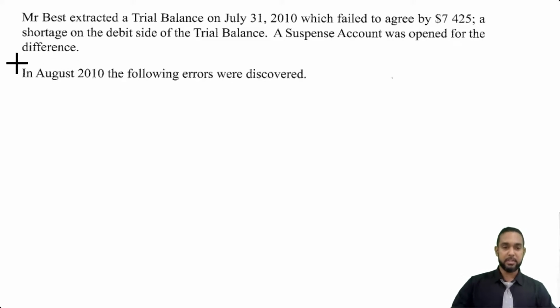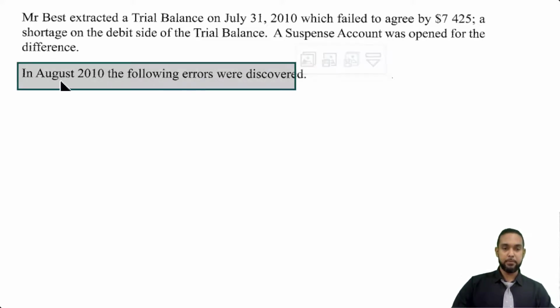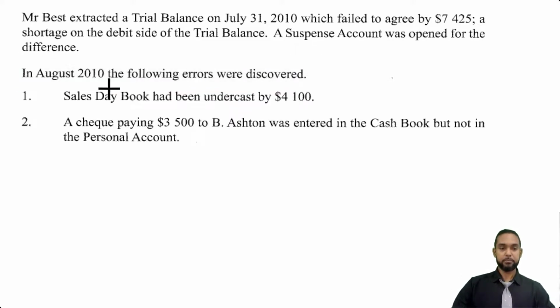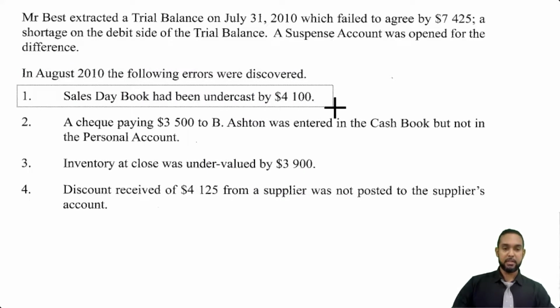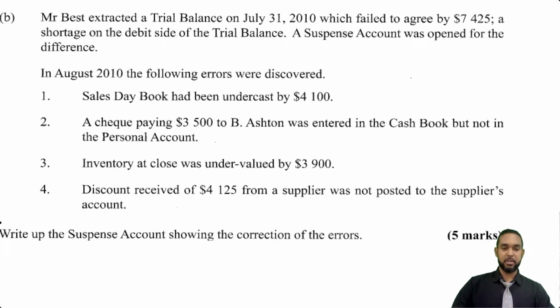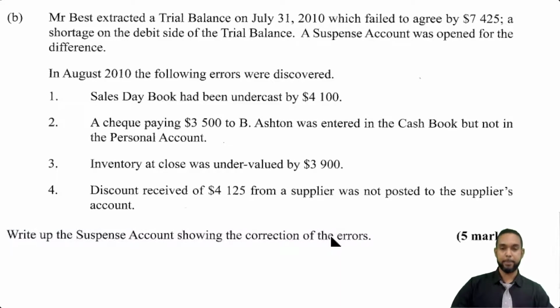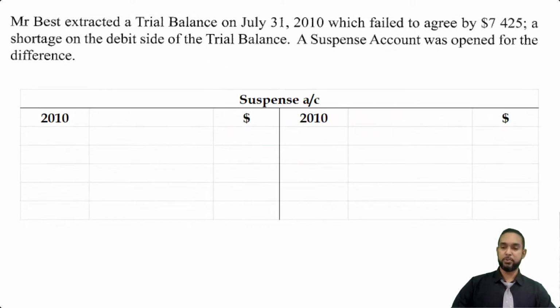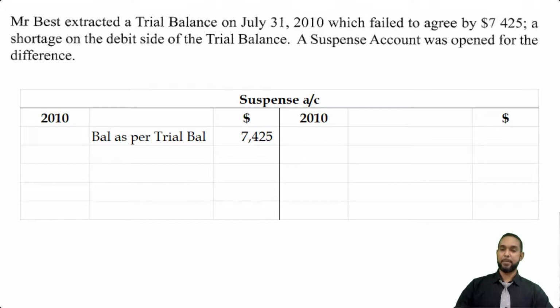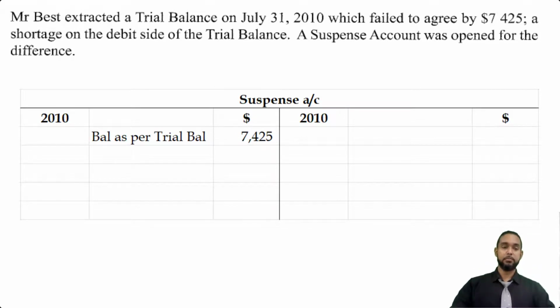Okay. Now, it says in August 2010, the following errors were discovered. So the first error is a sales day book. Hold on, before I read through all four errors, let's just take a look at what they want us to do. It says, write up the suspense account showing the correction of the errors. That's for 5 marks. Okay, so the first thing we're going to do is put the suspense account balance on the debit side. So that says difference as per trial balance, right? So why is it on the debit side? Because the question said that there was a shortage on the debit side.